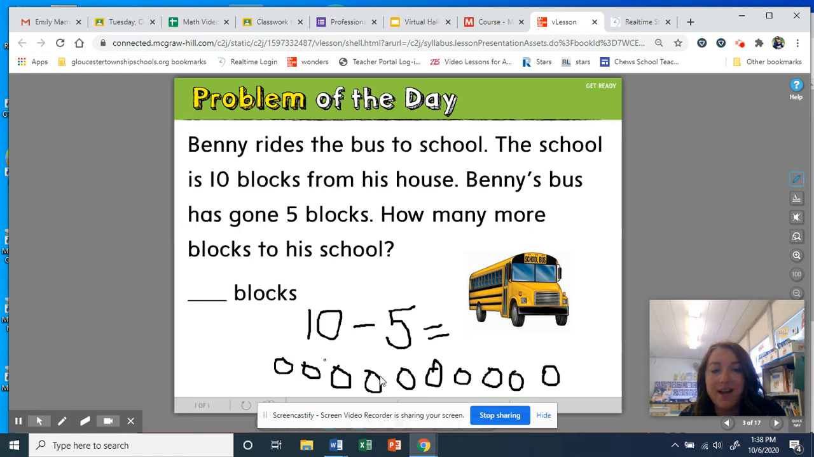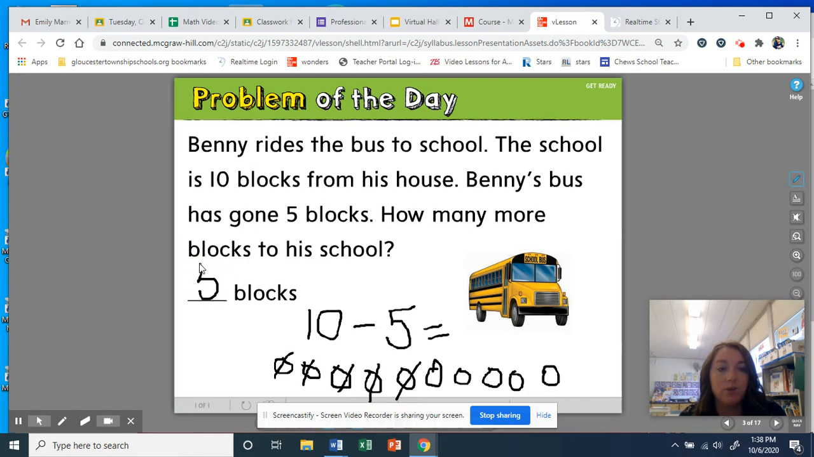See how I wrote them all in a nice line like that? When they're all in a nice line, it makes it easier for me to cross out, and it makes it easier for me to count them. So I'm going to cross out 5. So 1, 2, 3, 4, 5. So now I have how many left? Let me count them. 1, 2, 3, 4, 5. So he has 5 blocks left to his school.